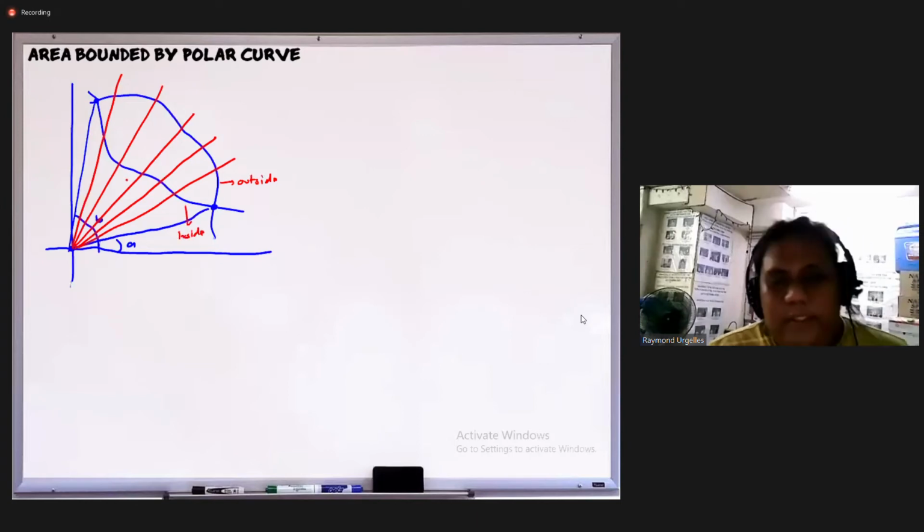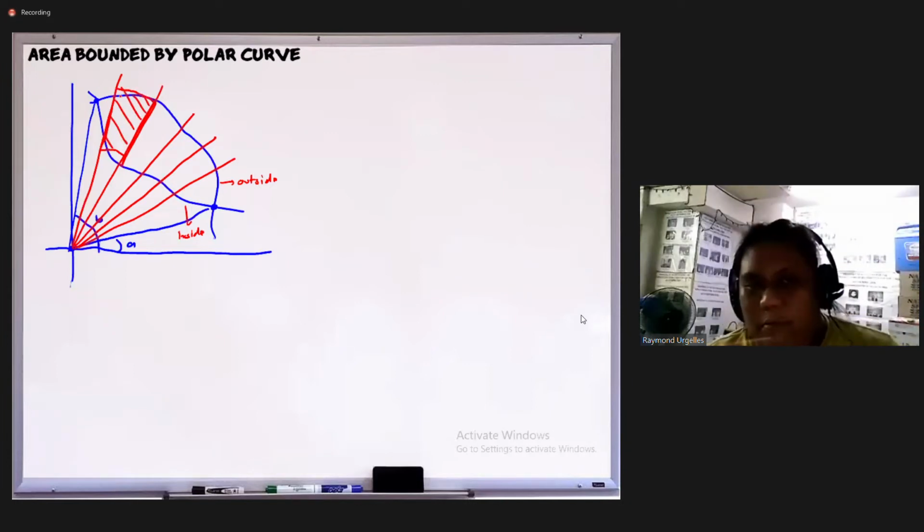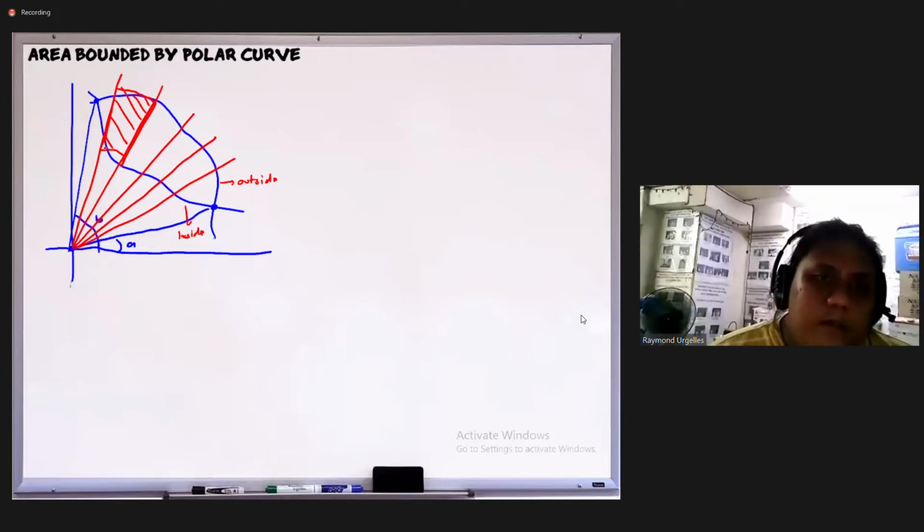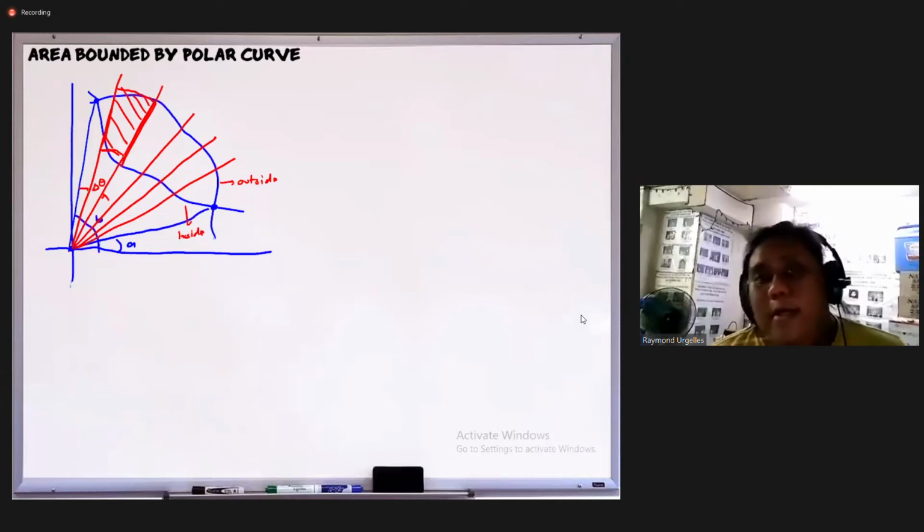Okay? So basically, if we consider, for example, itong interval na to. So again, imagine nyo lang tong arc na to, itong parang medyo mukhang rectangle din na arc. So yung angle natin dito will just be delta theta. So as delta theta approaches 0, this will approach d theta.